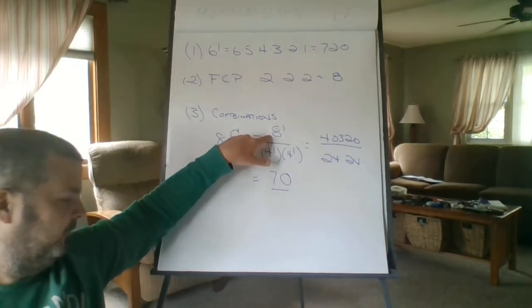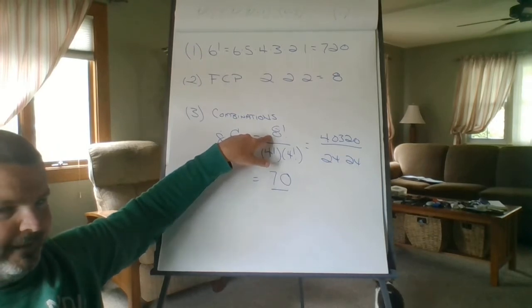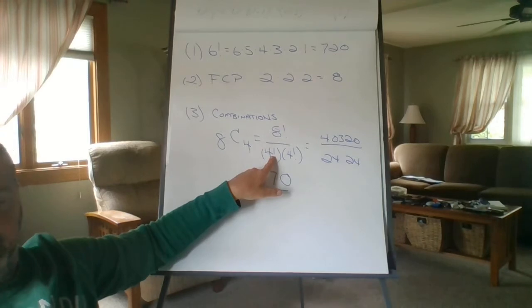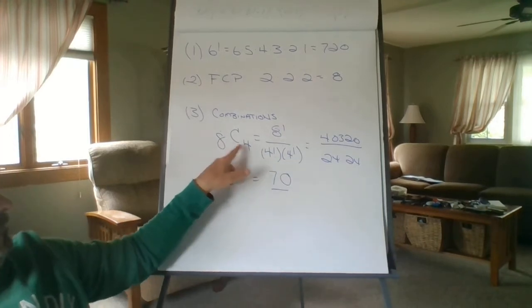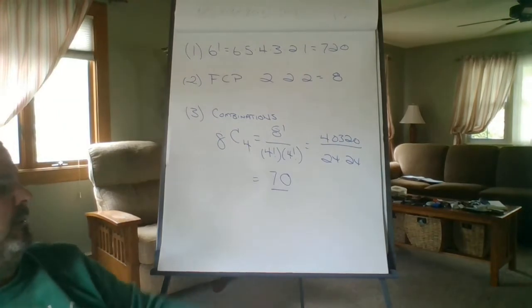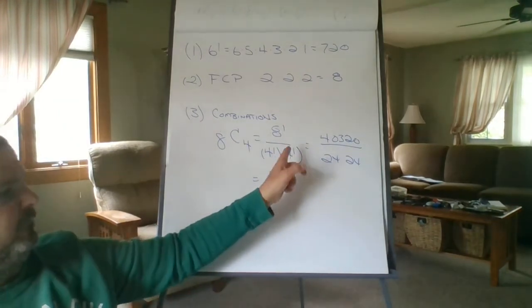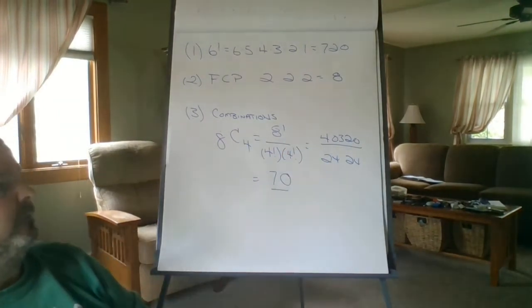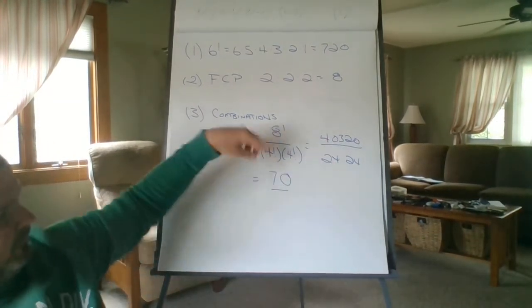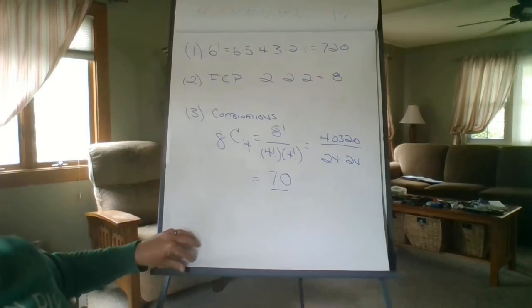So it's 8 factorial over 4 factorial, which comes from that, and then 4 factorial, which comes from 8 minus 4. 8 factorial is 40,320. 4 factorial is 24. So you just basically do 40,320 divided by 24 squared, and you end up with 70.